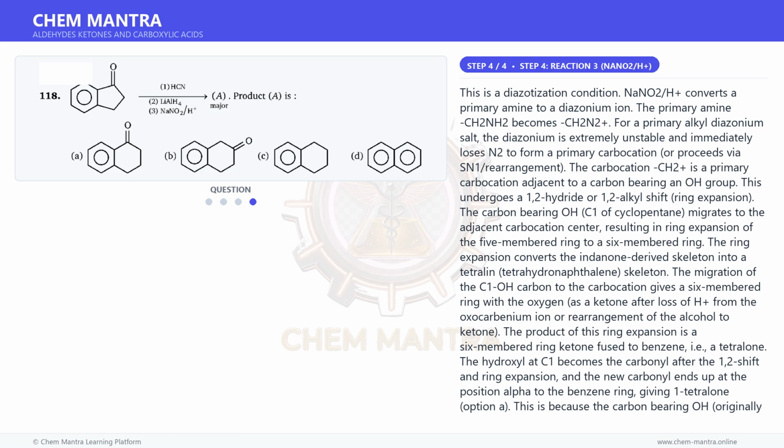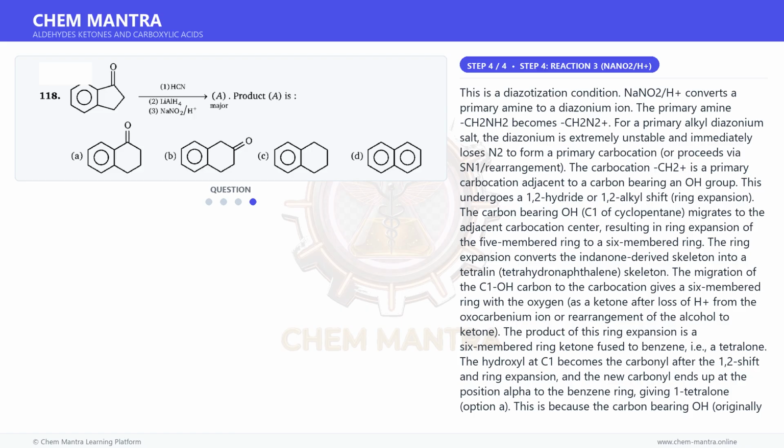The carbocation CH2+ is a primary carbocation adjacent to a carbon bearing an OH group. This undergoes a 1,2-alkyl shift, a ring expansion. The carbon bearing OH, C1 of the cyclopentane, migrates to the adjacent carbocation center, resulting in ring expansion of the 5-membered ring to a 6-membered ring. The ring expansion converts the indenone-derived skeleton into a tetralin, tetrahydronaphthalene, skeleton.